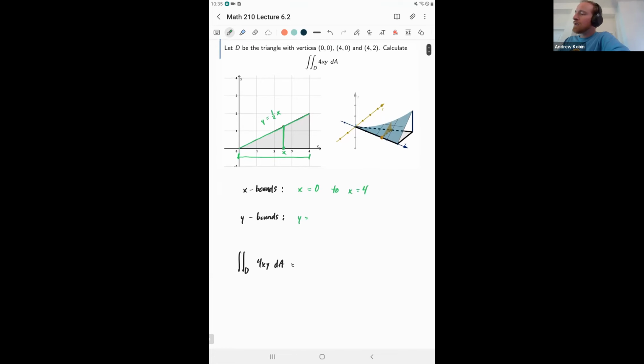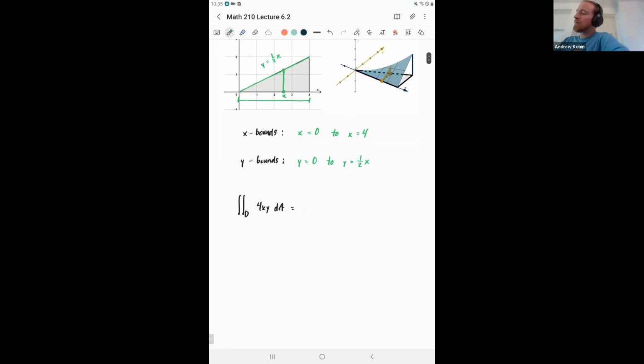So this tells us that the lowest that the y values can be is always 0. That's the x axis that's shown. And the highest the values can be, well, it's a triangle, so it depends on where our x value is chosen to be. But once we choose an x value, then the y values can range all the way up to that line given by y equals 1/2 x. So this is our first example of having functions with variables in the bounds of an integral.